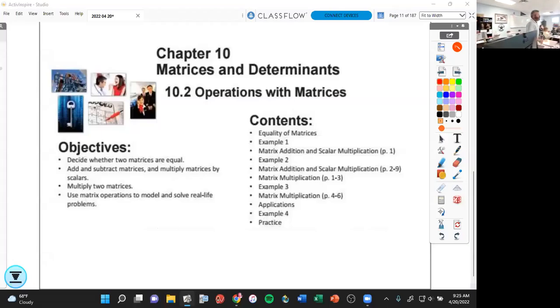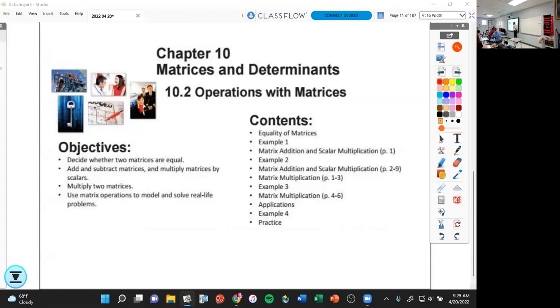So moving on along to 10.2, we're going to do more operations with matrices. Just out of curiosity, any idea how to tell if two matrices are equal? They're the same. Okay, yeah, that's seriously it. We're going to talk about adding and subtracting matrices. You can't add and subtract any matrix. Certain things have to be true.